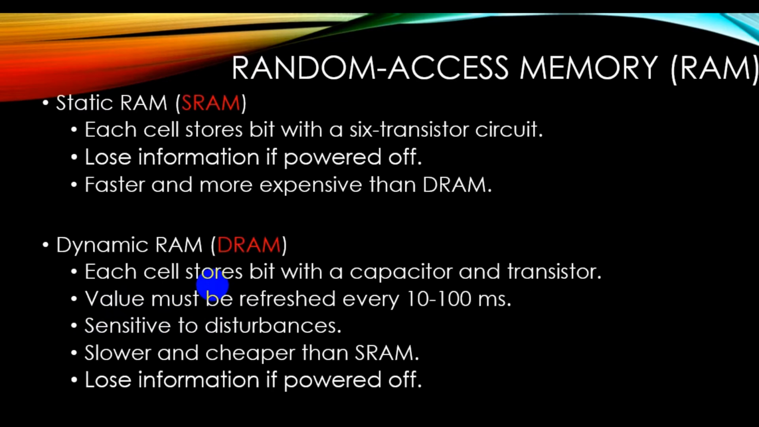Now we can see random access memory, RAM, has two types, static RAM and dynamic RAM. In static RAM each cell stores a bit with a 6 transistor circuit, and in dynamic RAM we have a capacitor and transistor combined. In static RAM we lose information if the power is off. Same in dynamic RAM, we lose information if power is off.